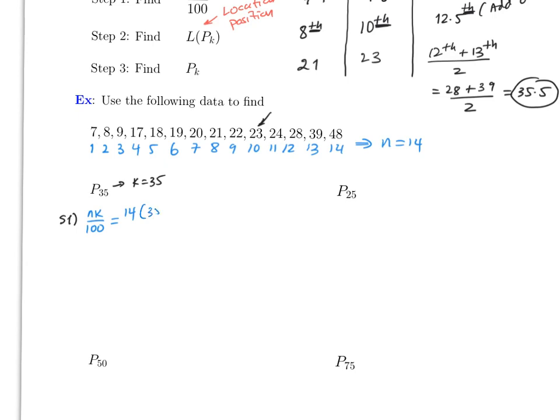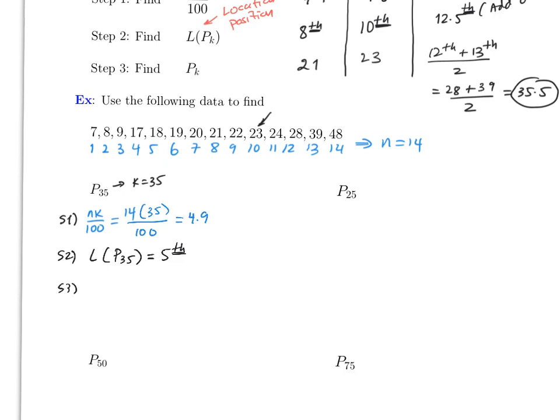K is 35 divided by 100. So you multiply everything and divide, you end up with 4.9, which is a decimal. So remember, you get a decimal, then to find the location of P35, you round this to the next whole number, which in our case, this will be the 5th location.